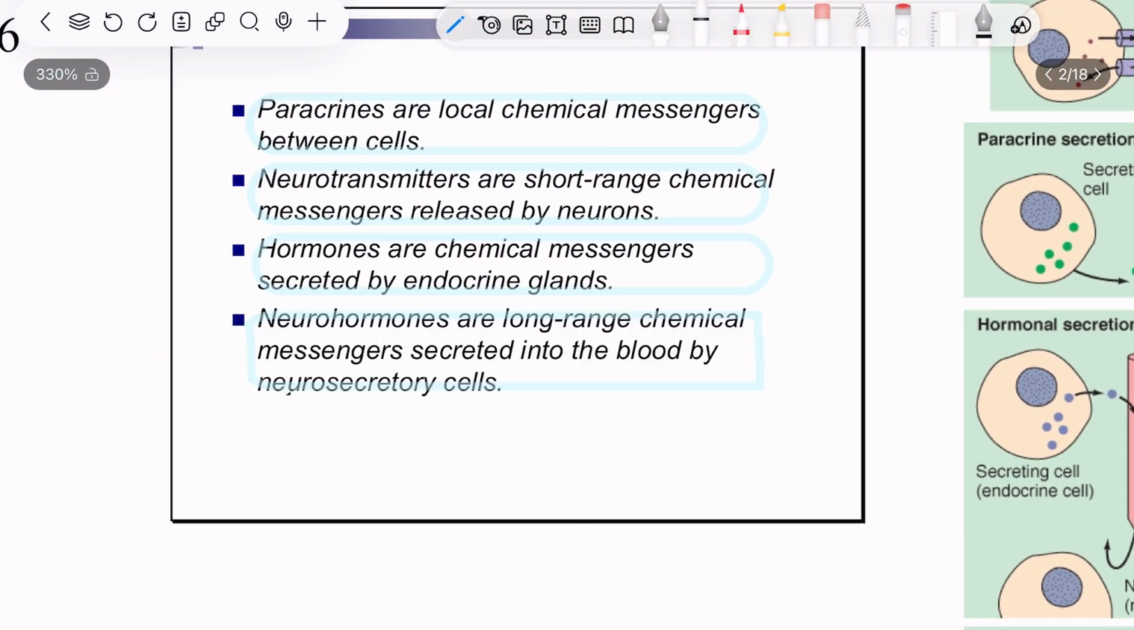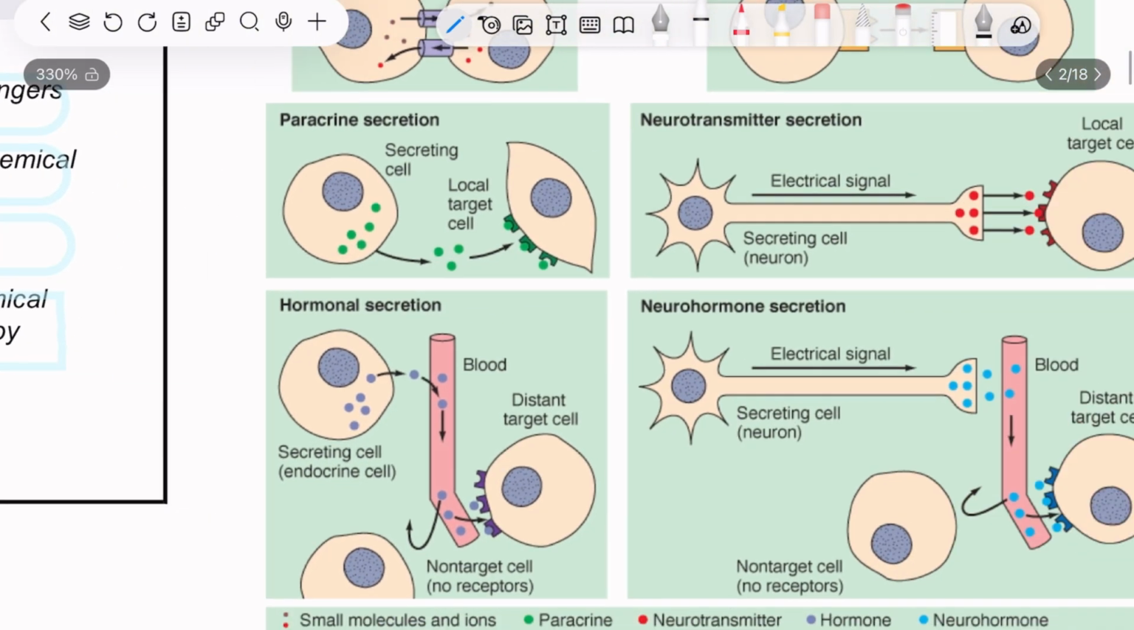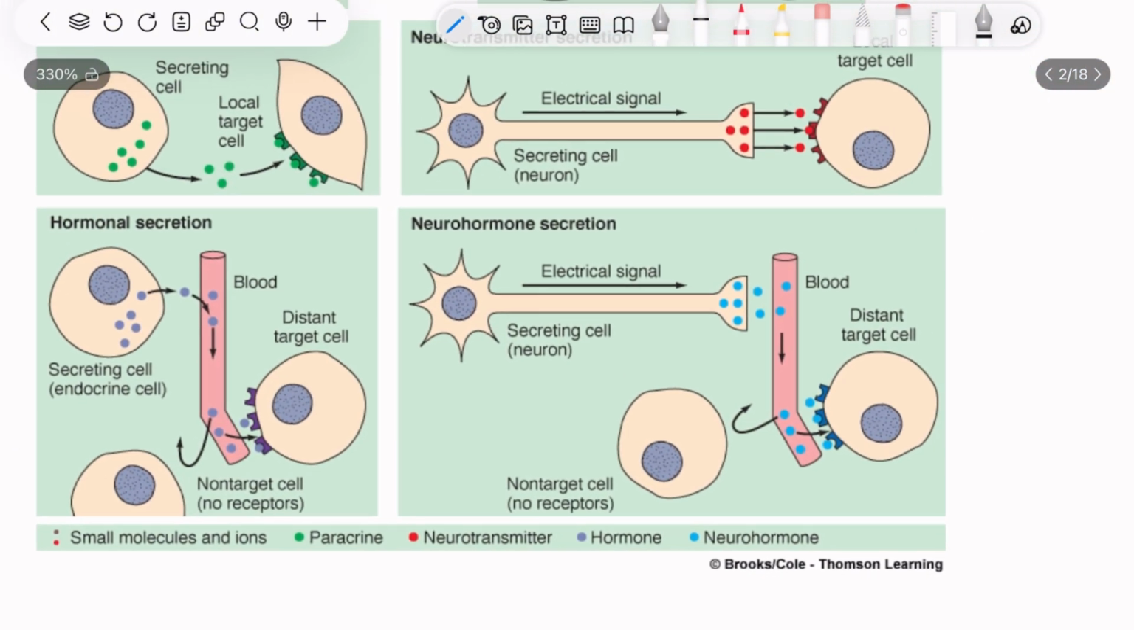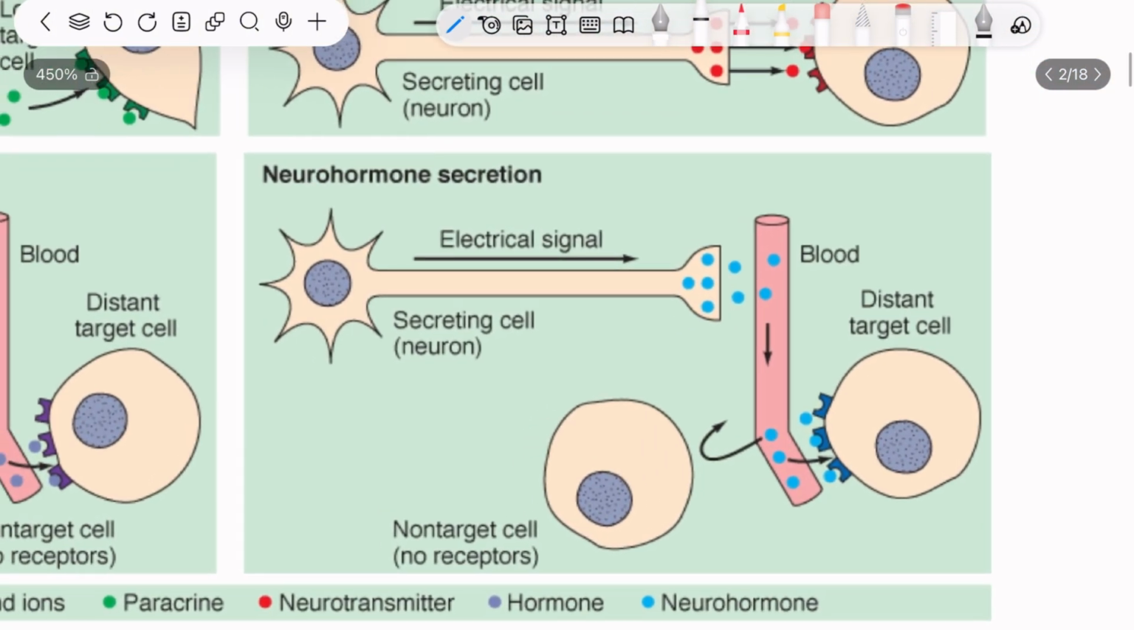Then finally, neurohormones, which are long-range chemical messengers secreted into the blood by neurosecretory cells. Right here. Neurohormones are chemical messengers that are produced and released by nerve cells or neurons, but act like hormones by traveling through the bloodstream to reach distant target cells. They combine features of both neurotransmitters, in which it is released by neurons, and hormones, in which it acts over a long distance through the blood.